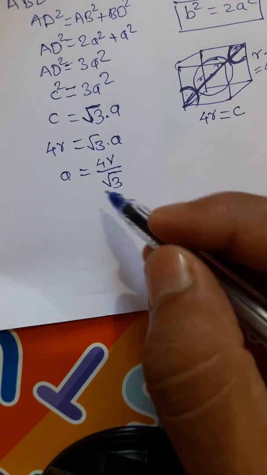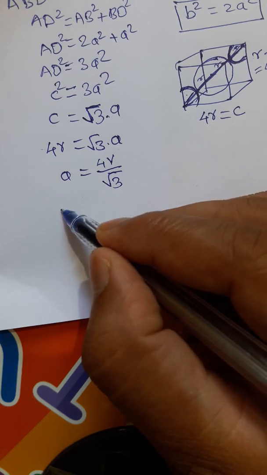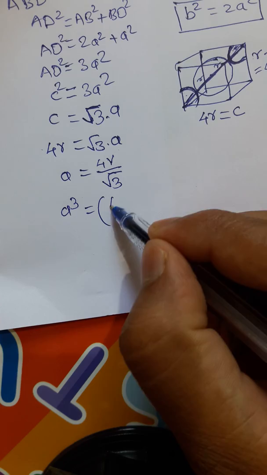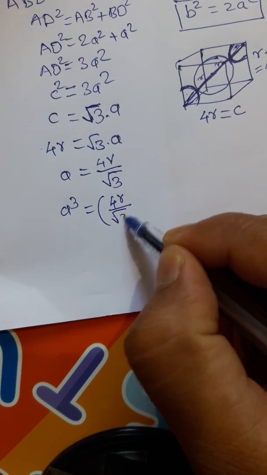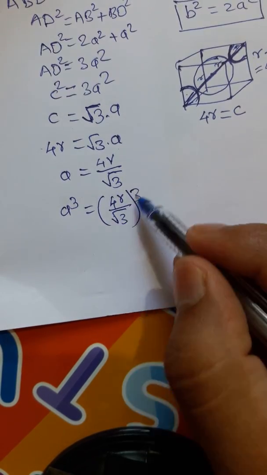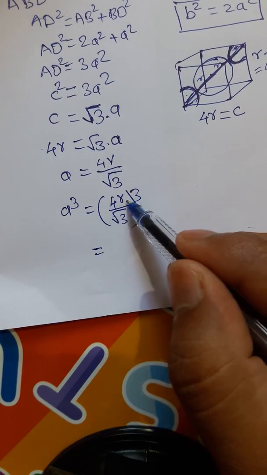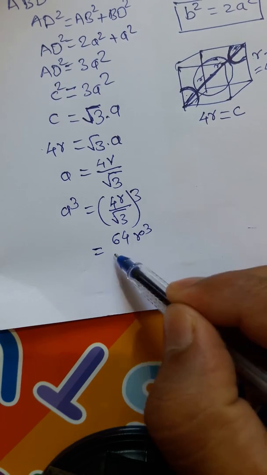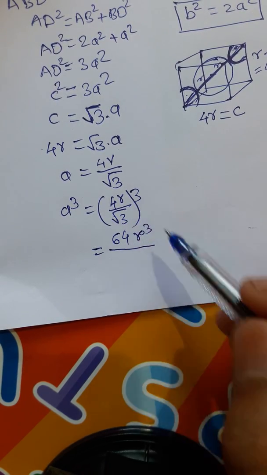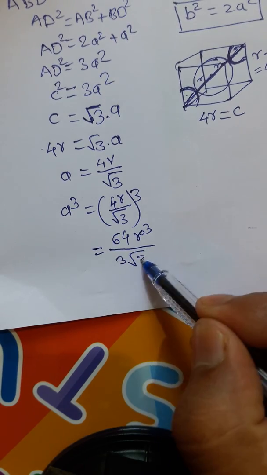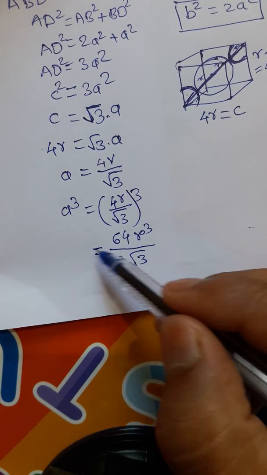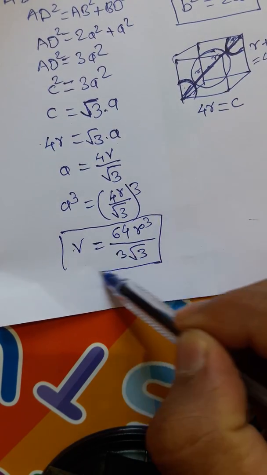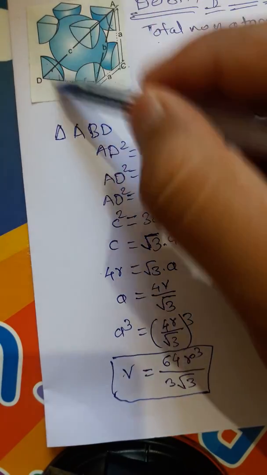To calculate the volume of this unit cell, we must take the cube of side a, which is equal to (4r upon under root 3) cube. After calculating, we get 4 cube, that is 64, into r cube, divided by under root 3 cube, which means simply 3 into under root 3. So this is the volume of the unit cell. Now I got the volume of the total unit cell.